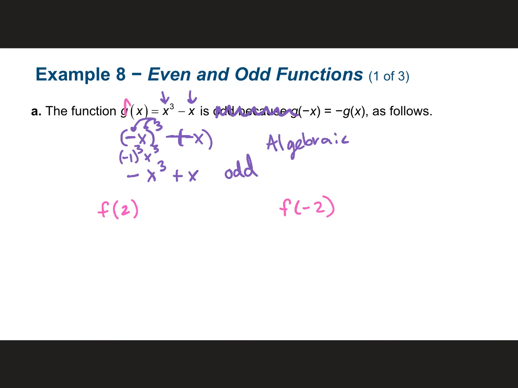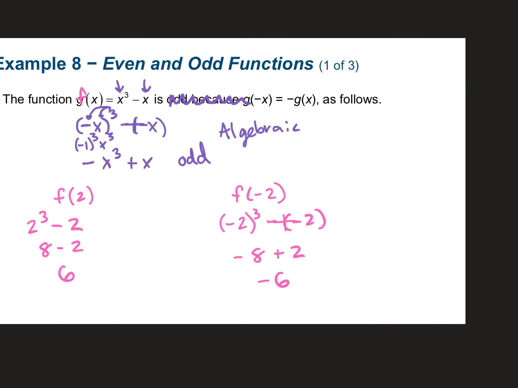So I'm going to plug in 2 and negative 2. Well, this is G, but I'll call it F. So I plug it into all the x's. So that would give me 2 cubed minus 2. So 2 cubed would be 8. 8 minus 2 is 6. And then we plug in negative 2. So negative 2 cubed minus negative 2. So negative 2 cubed would be negative 8. This turns into plus 2. So that would be negative 6.